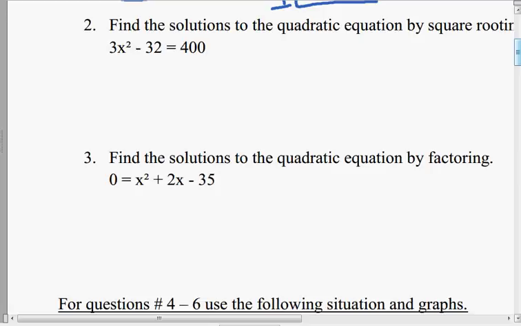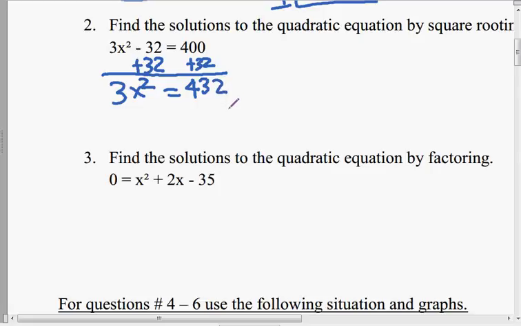Okay, now that you've restarted the video, to get x by itself, first of all, I'm going to get x squared by itself. I can't do anything until I do that. So I have plus 32, plus 32. That gives me 0 here. So I just have 3x squared equals 432.